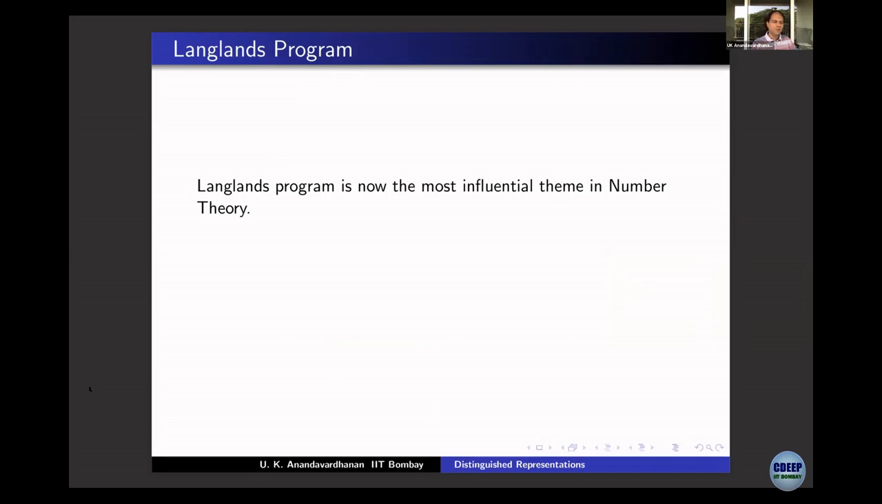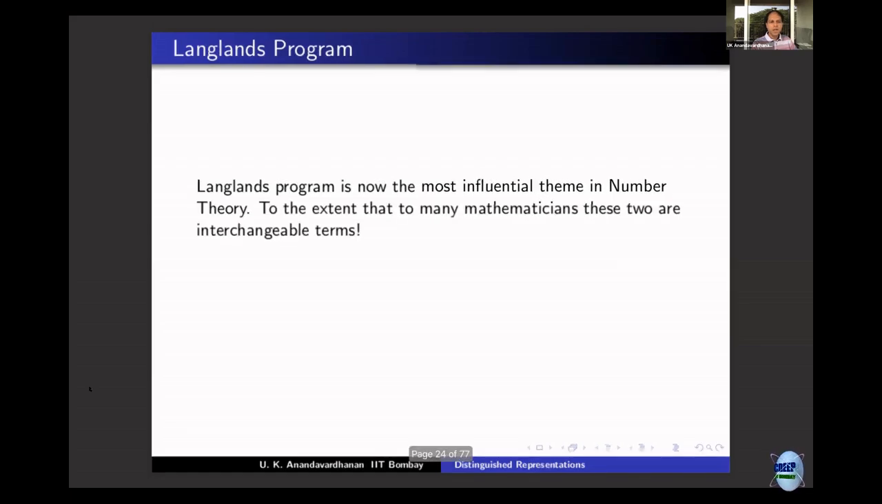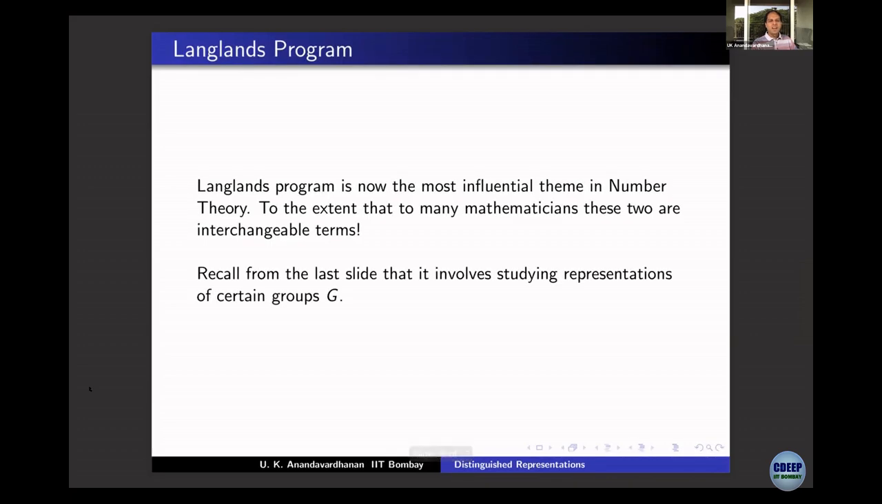Number theory, as you know, is studying numbers, and this is the way to study number theory, so to say. This is called the Langlands program, named after Robert Langlands, to the extent that to many mathematicians, these two are interchangeable terms. Number theory is the Langlands program. Recall from the last slide that this involves studying representations of certain groups G.